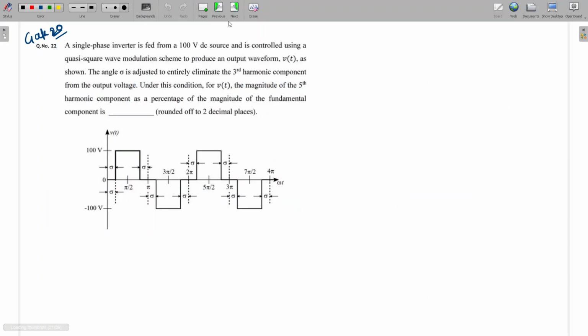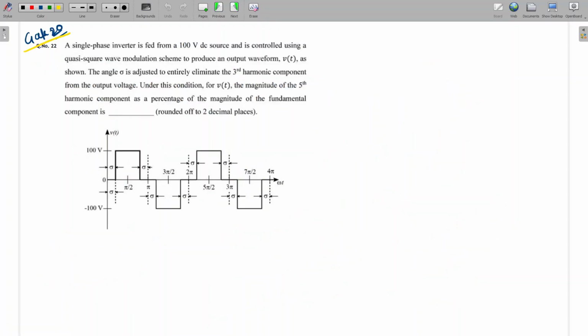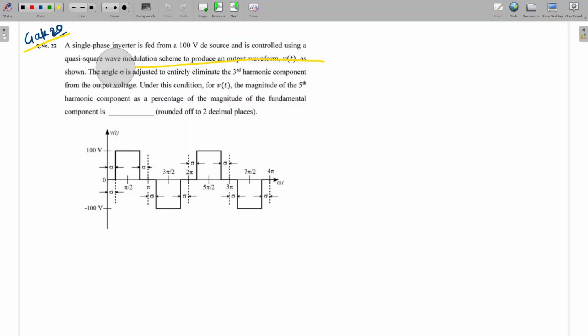Moving to the next question. This was asked in, I think, GATE 20. See, same question. In 20 also they have asked. This is in 19, this is in 20. So a single phase inverter is fed from a 100 volt DC source and is controlled using a quasi square waveform modulation scheme. Same thing is there but they will use a different kind of language.